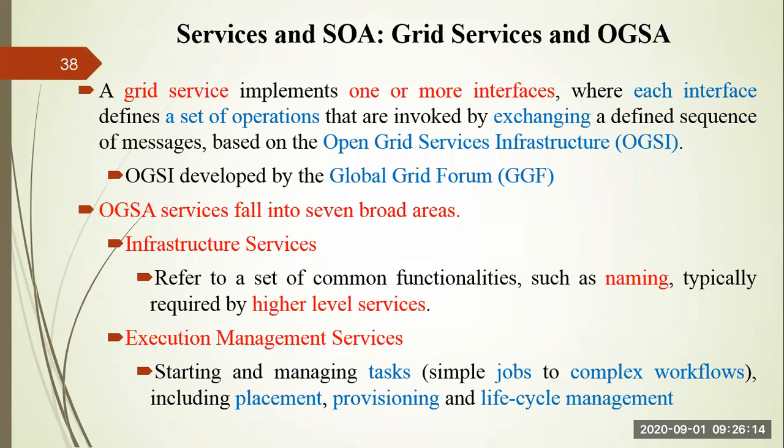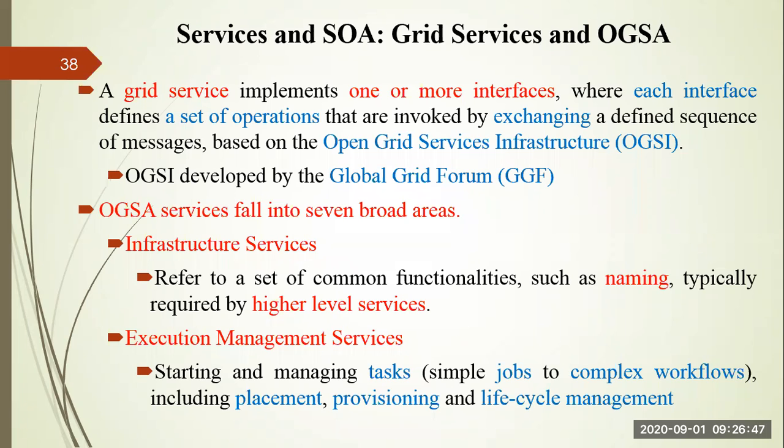Each interface may have a set of operations. So based upon the interfaces, you have multiple operations, and they are invoked by exchanging a defined sequence of messages. A client can communicate to a server, or a peer can communicate to another peer. This is provided by the Open Grid Services Infrastructure, that is OGSI. So this OGSA has an infrastructure called the Open Grid Services Infrastructure.